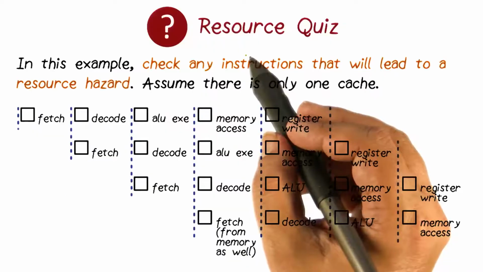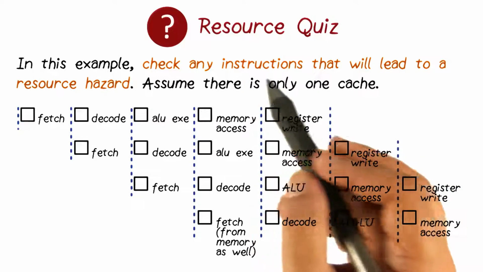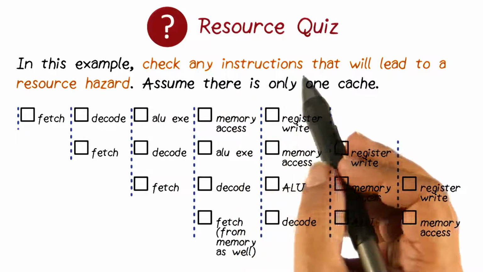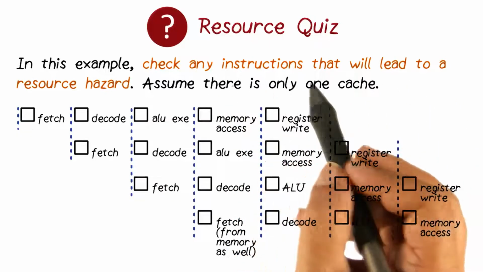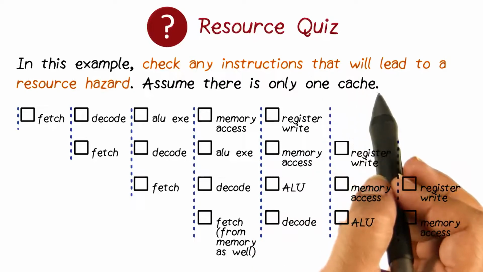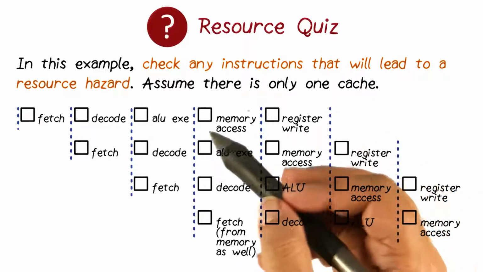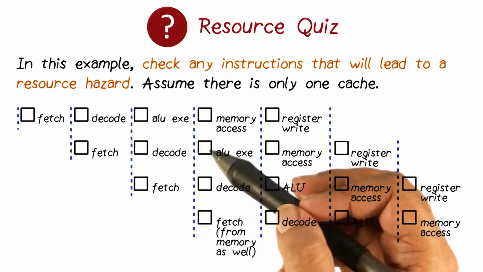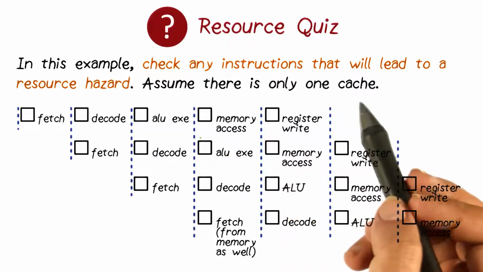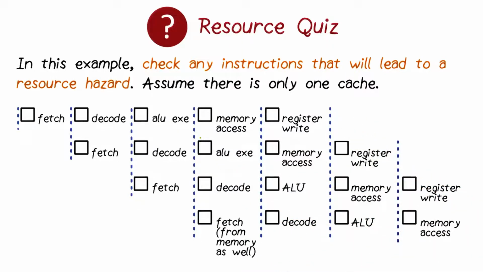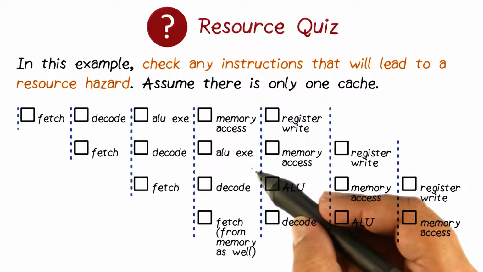We have talked a lot about hazards, but finally let's test our knowledge of how well we understand these hazards through a quiz on the resource hazard. So in this example, check any instruction that will lead to a resource hazard. Assume that there is only one cache. We have different boxes here. Check those two boxes which are going to cause the hazard. You can write your answers now.